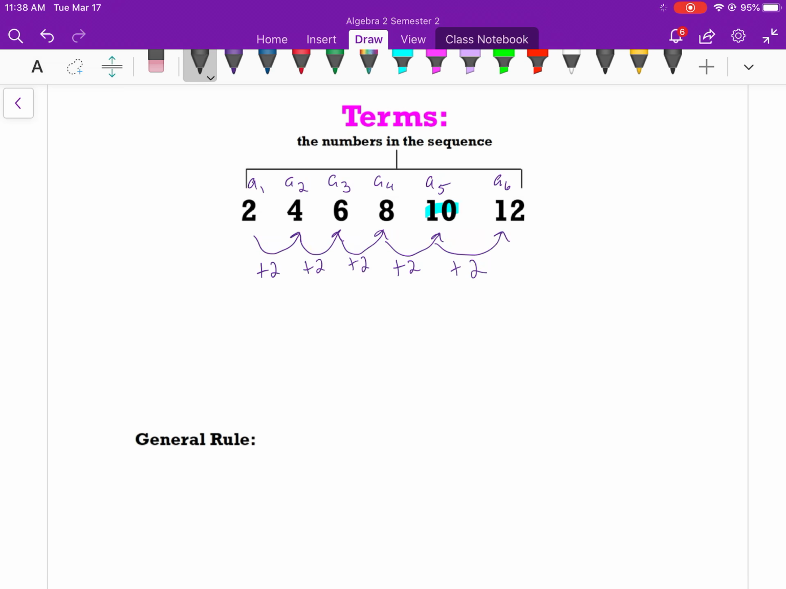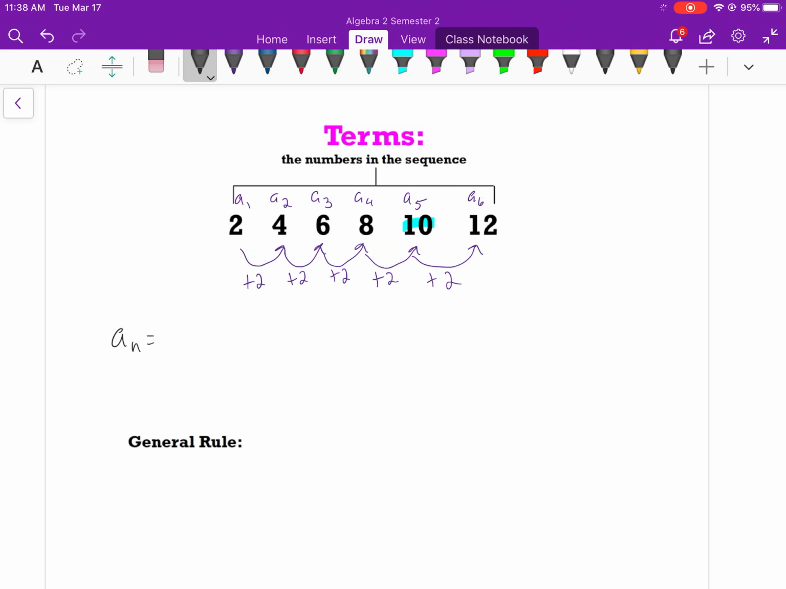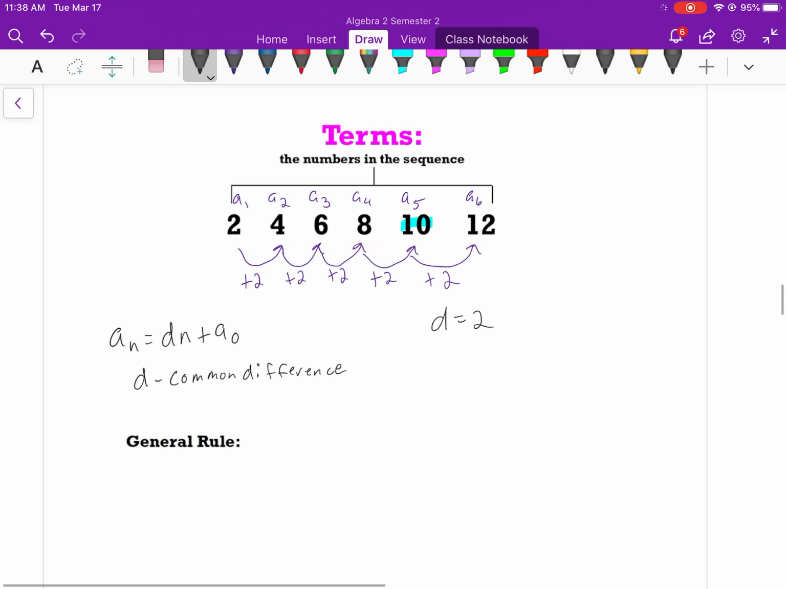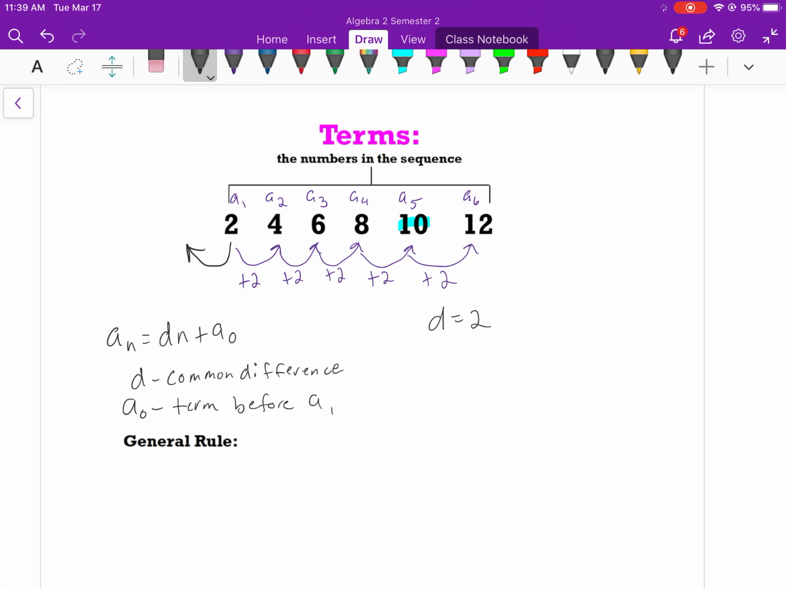Okay. Now, to help us find the general rule for an arithmetic sequence, you're going to do a sub n, which is representing any term throughout that sequence, equals dn plus a sub 0. D is our common difference, which in this case is that plus 2. So our common difference is 2. Since it's plus 2, it's positive 2. And then a sub 0 is the term before a1. Okay, a1 representing the first term of a sequence, meaning we need to go backwards one term. And if you notice, if we're going plus 2 to get to that next term, then to get to a previous term, we're just going to subtract 2, which in this case will be 0.